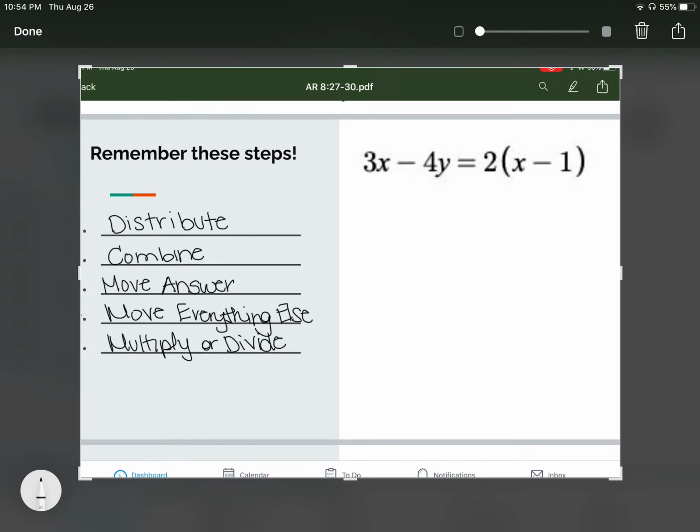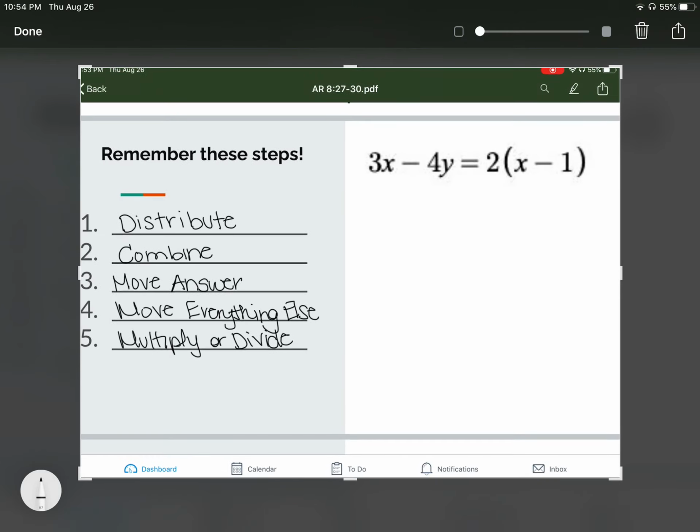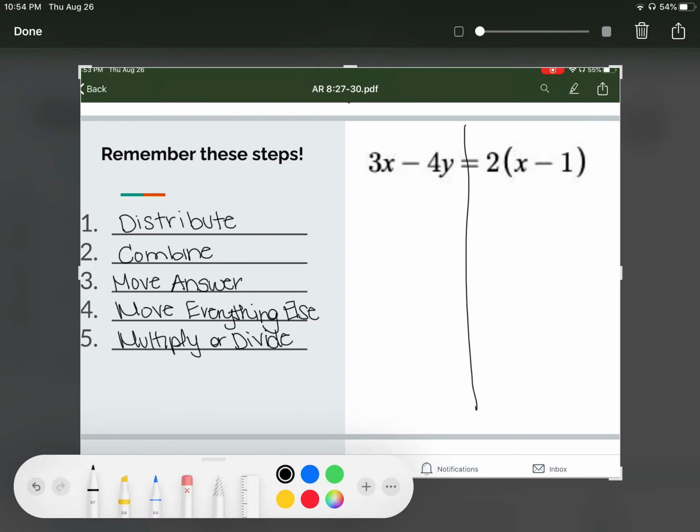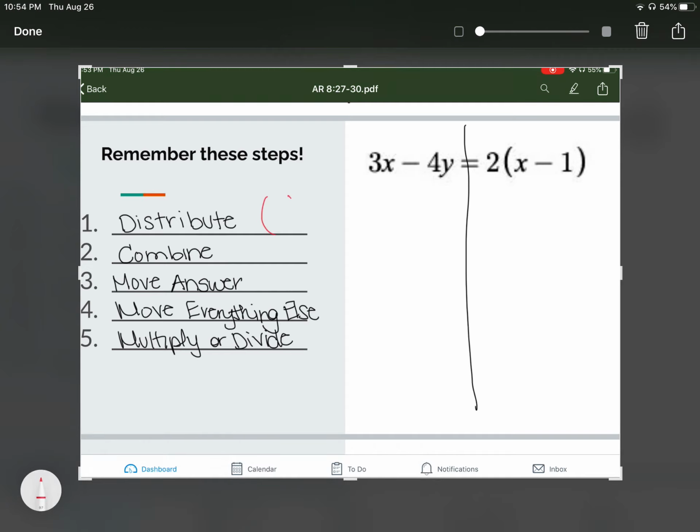So same thing that we did when we solved equations in class. We are going to start by drawing our line down the equal sign. Step 1 is distribute. Remember, we distribute when we have parentheses. That means we're going to take this number outside of the parentheses and multiply it to every number inside of the parentheses. Don't forget that there's a 1 in front of that x.